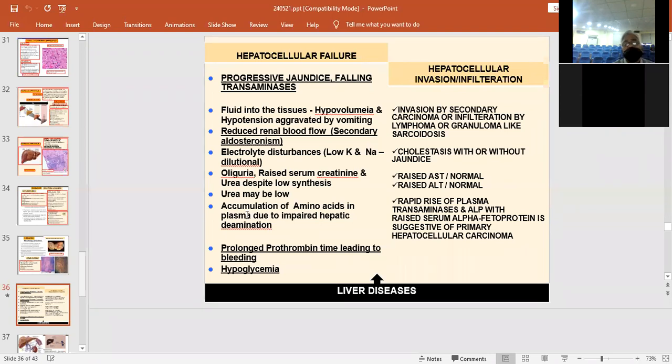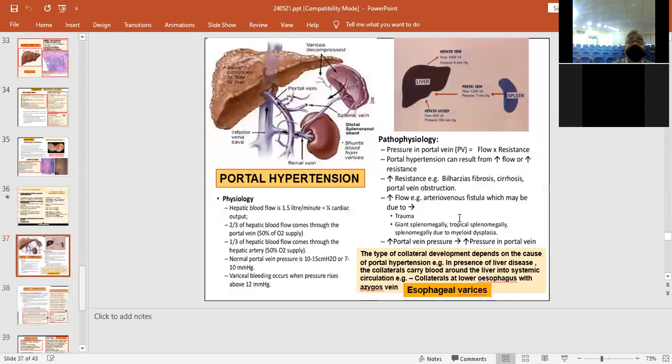In these patients, there is usually prolongation of prothrombin time, or PT. As you know, the liver is involved in glucose metabolism, so hypoglycemia may be seen. In carcinomas, the enzymes are hardly ever abnormal; they are either normal or raised. There may be cholestasis, but the most hallmark finding is that alpha-fetoprotein is increased.